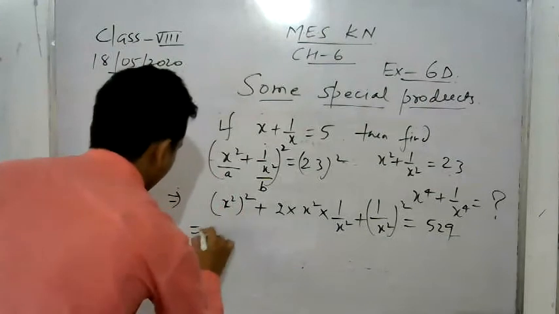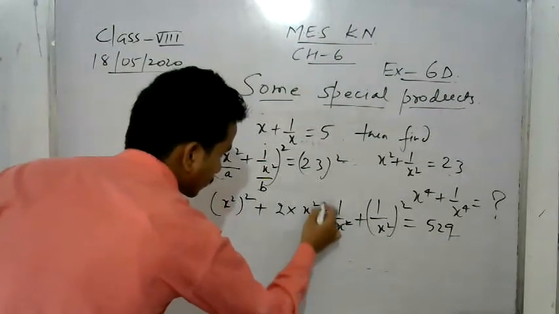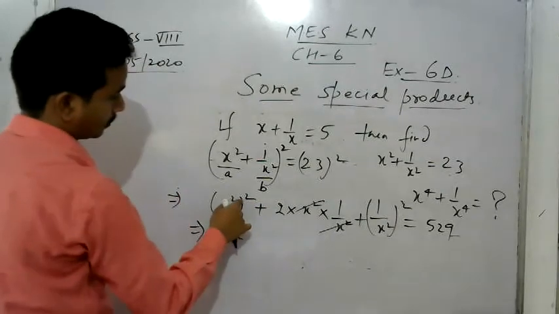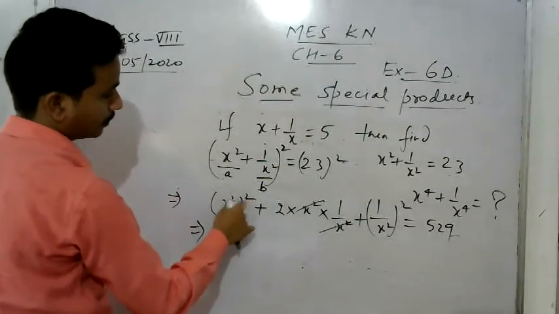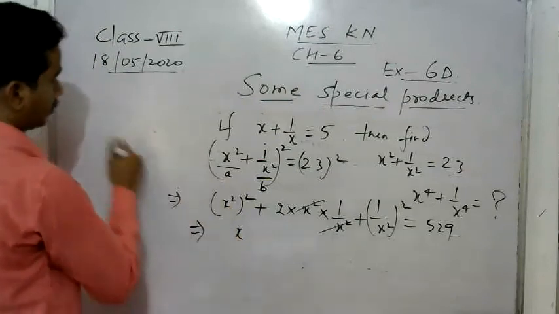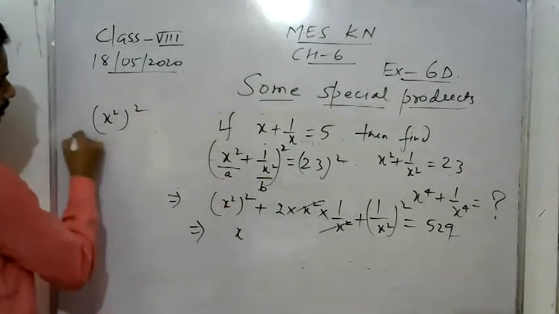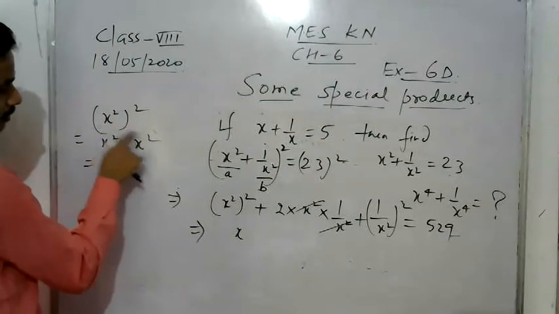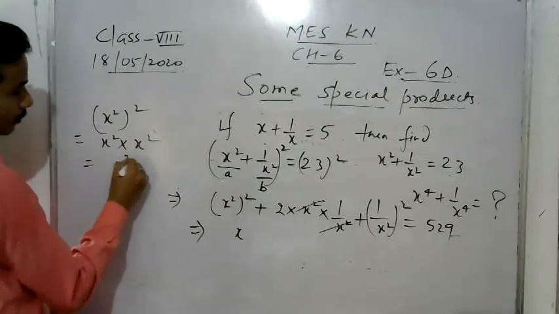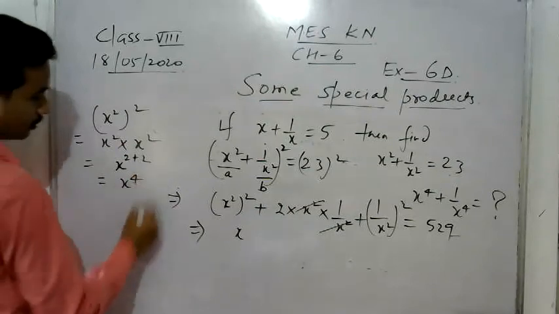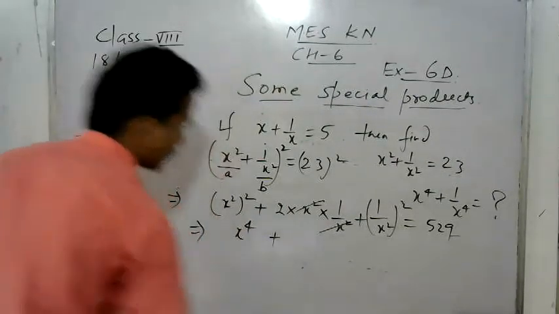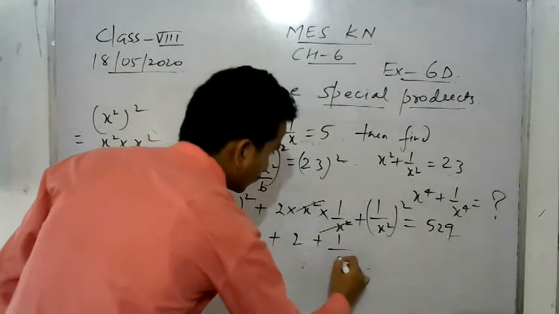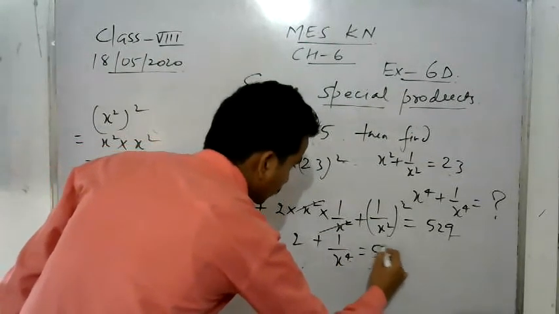Now what will you get in the LHS? The 2 and 2 will be multiplied. (x square) whole square means x square into x square. The base is the same, so the powers will be added, 2 plus 2. So we will get x4. Similarly, we will get x4 here plus 2, and plus 1 by x4 equals 529.